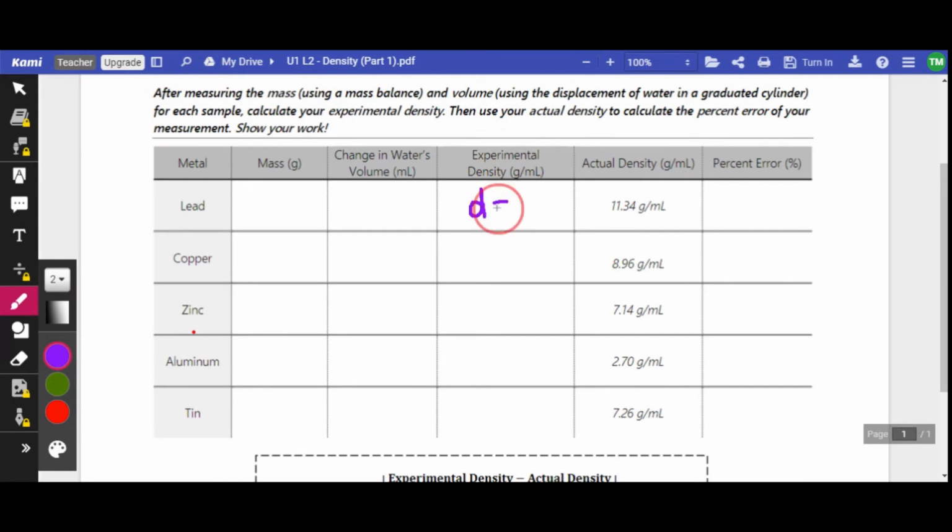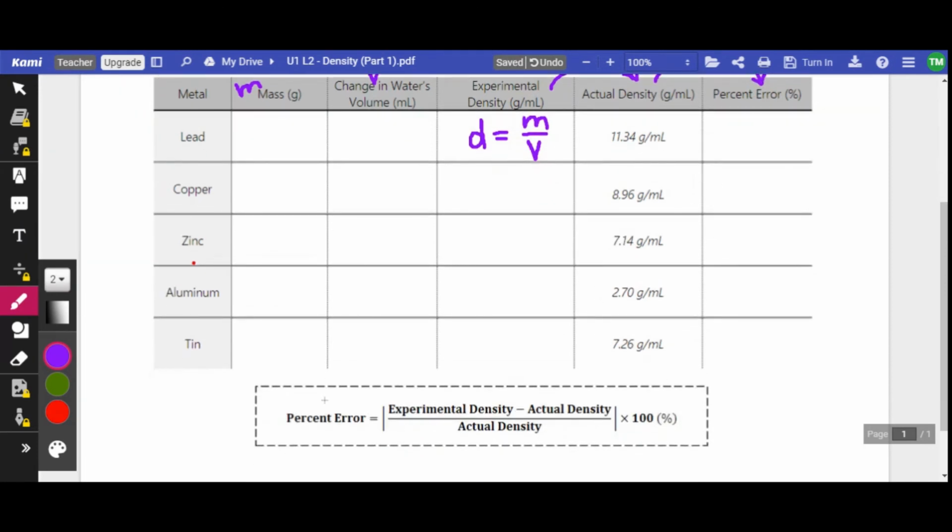Density is mass divided by volume. All right, this is my mass. This is my volume. Okay, and I can compare that to the actual density of that material. I can figure out exactly how off I was using this percent error here and my experimental density. Again, the calculation is down here.